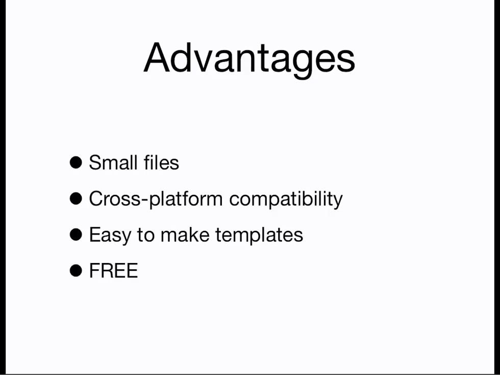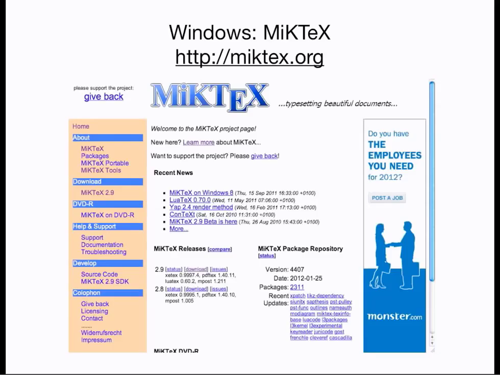In the next screencast, we'll get started with making your first LaTeX document, but between now and then, you'll need to gain access to LaTeX. There are several ways to do this. If you're a Windows user, the standard LaTeX system is called MiKTeX and can be downloaded and installed from miktex.org.